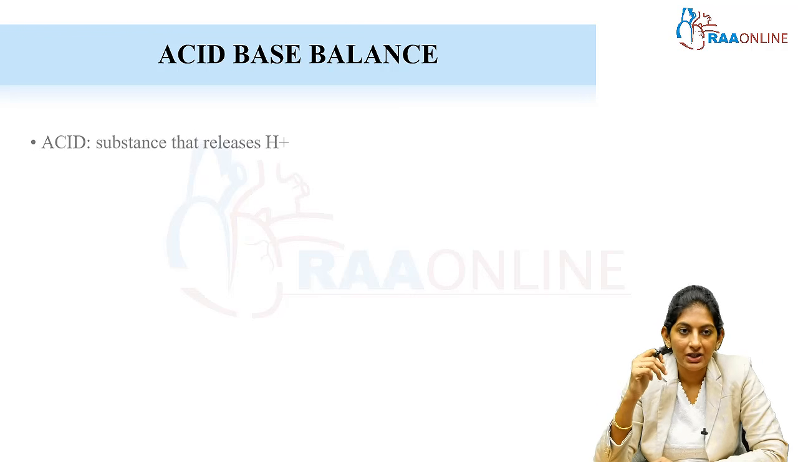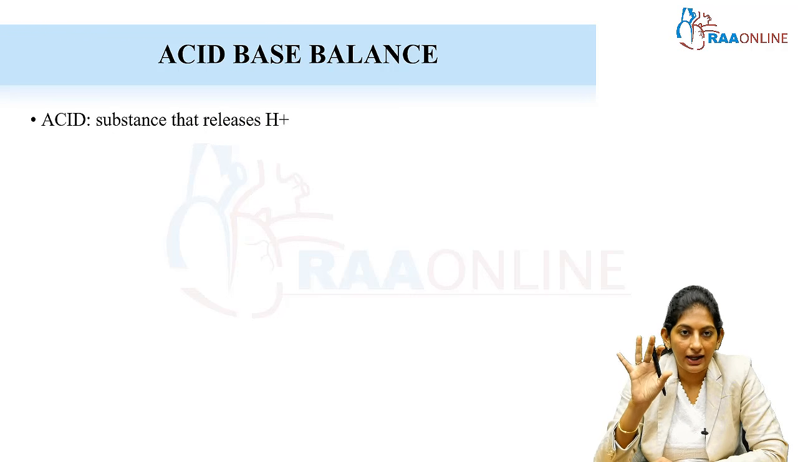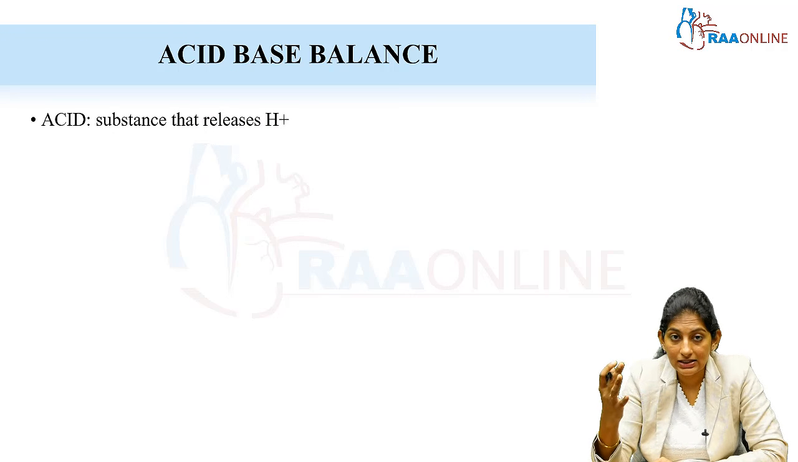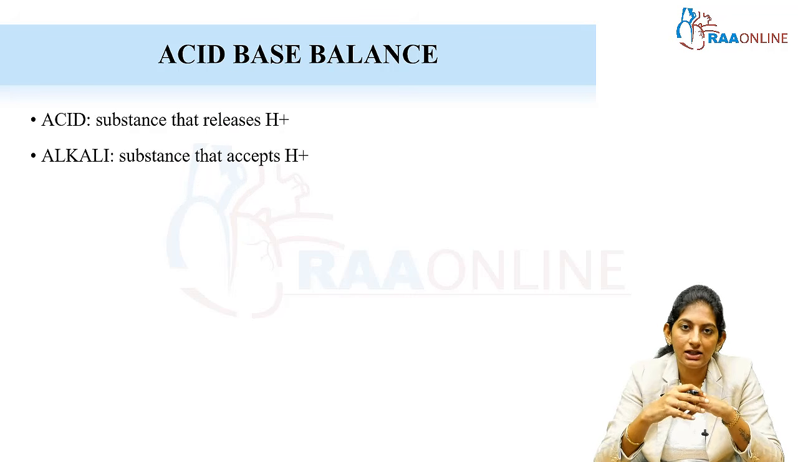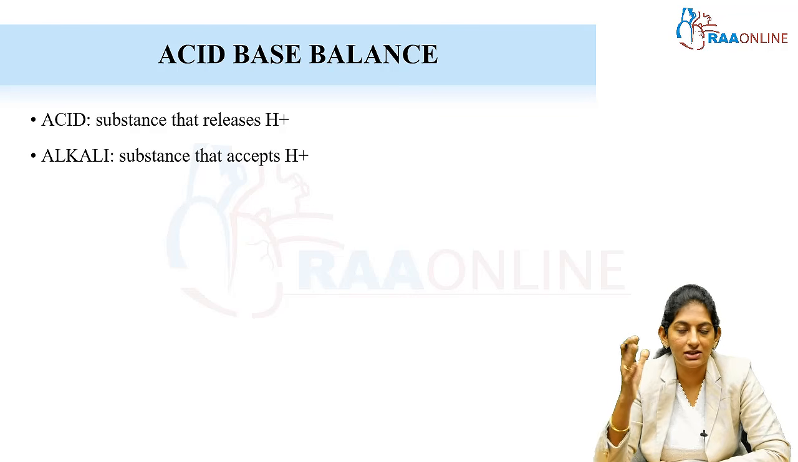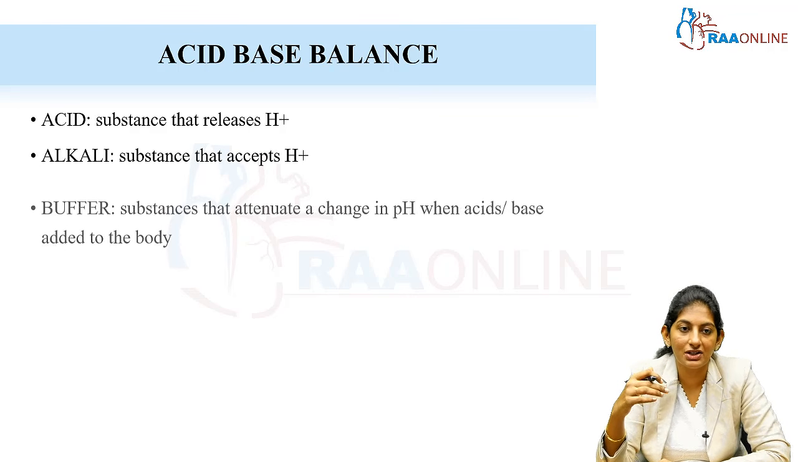So what is an acid? Acid is any substance that releases H+. Alkali is a substance which will accept that H+. Okay, so this is the basic difference which we have studied right from our chemistry days, isn't it?